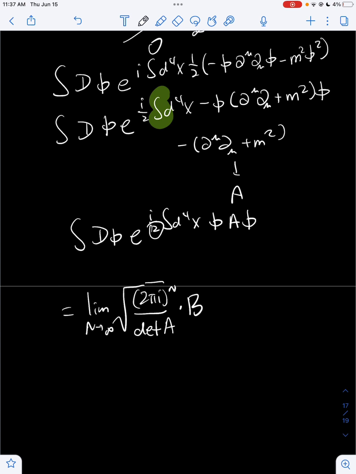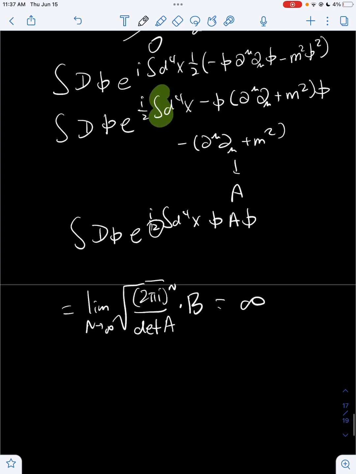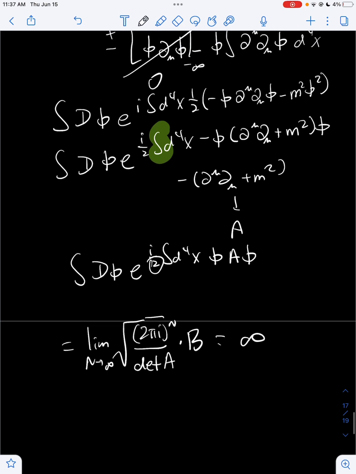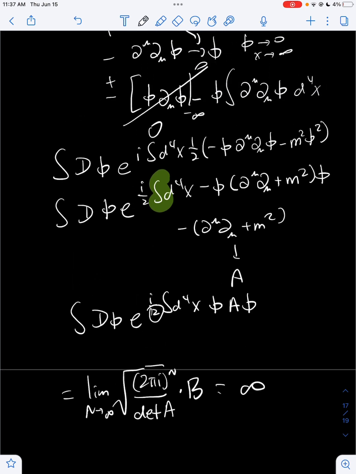and that's going to give us infinity. This is going to diverge, which isn't really a good thing. So the same thing actually would happen in quantum mechanics. If you use this approach for the free particle, you'd also get a divergence. So that's why the multidimensional Gaussian approach doesn't always work so well.